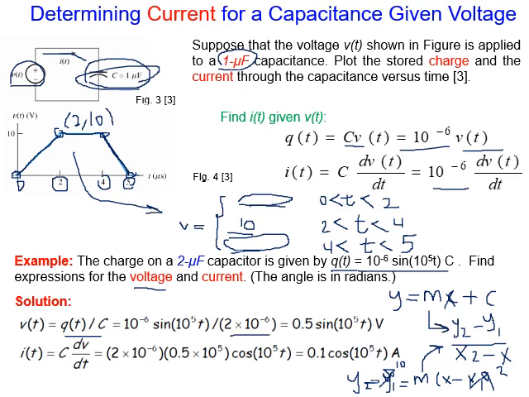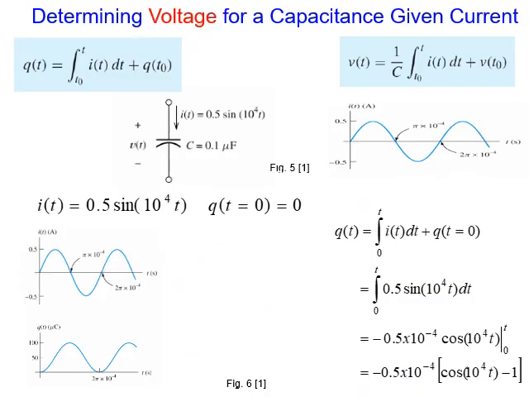What about the current? Current equals C dV over dt. We have V. Can we differentiate? Sine, differentiation of sine is cosine. You see? So just differentiate it, it will directly appear.